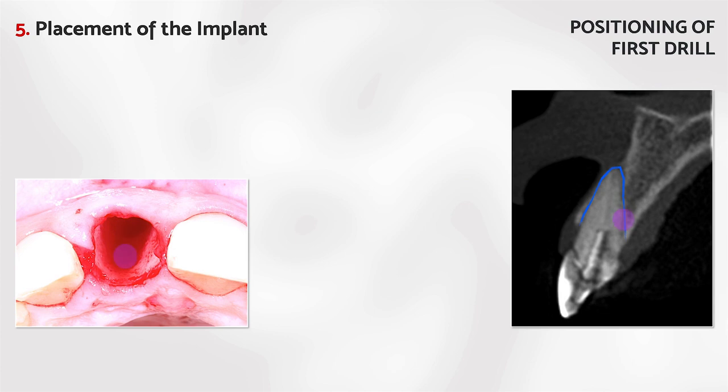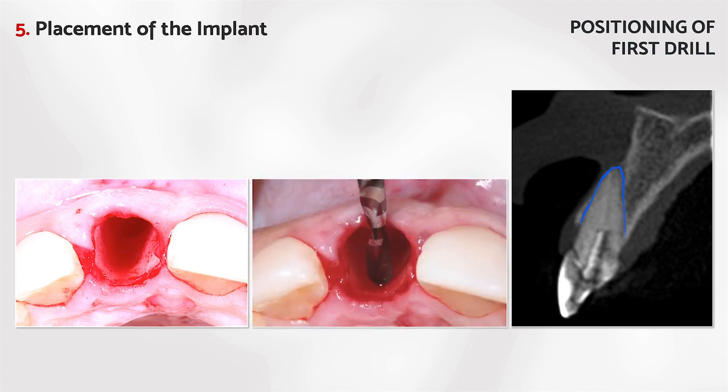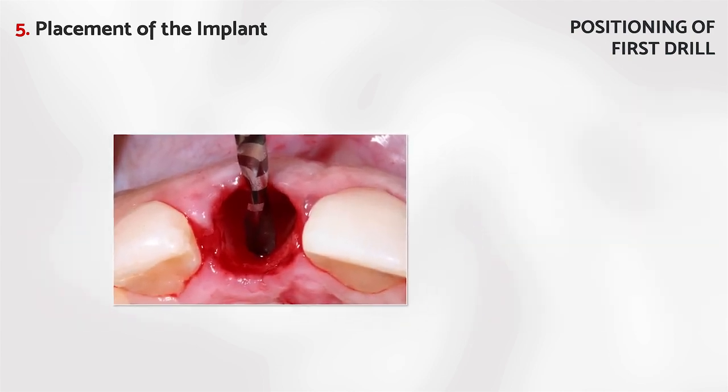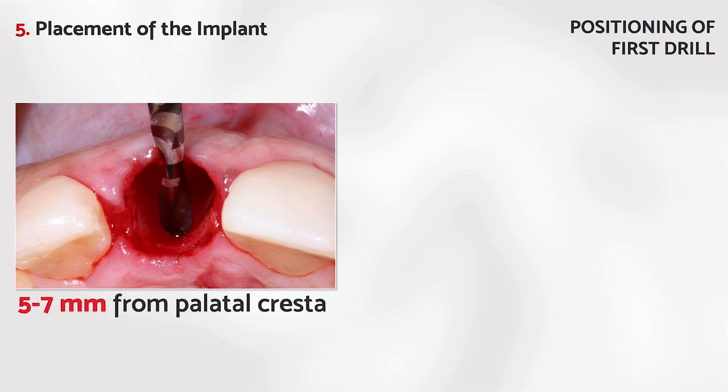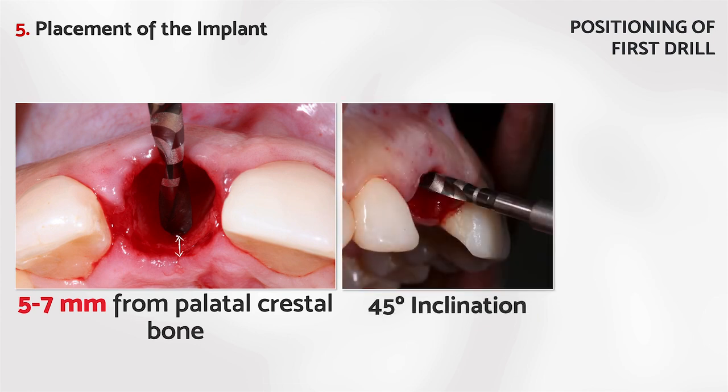The right position of the initial site preparation should be performed in the coronal area of the palatal aspect. And this is the right inclination of this first drill. This initial site preparation should be made between 5 to 7 millimeters from the palatal crestal bone. Our reference is the palatal crestal bone, not the gingival margin position. This is the right inclination. The first drill has to be inserted with 45 degrees of inclination, almost touching the gingival margin.